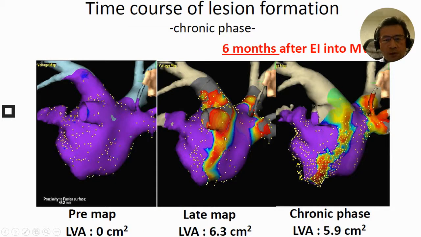This patient had a recurrence and underwent a redo AFib ablation session. This is a voltage map obtained at the first session. We were able to create a long conduction block area by performing the ethanol infusion into the Marshall vein. Six months after the first session, at the redo session, the conduction block property of this area could be maintained.